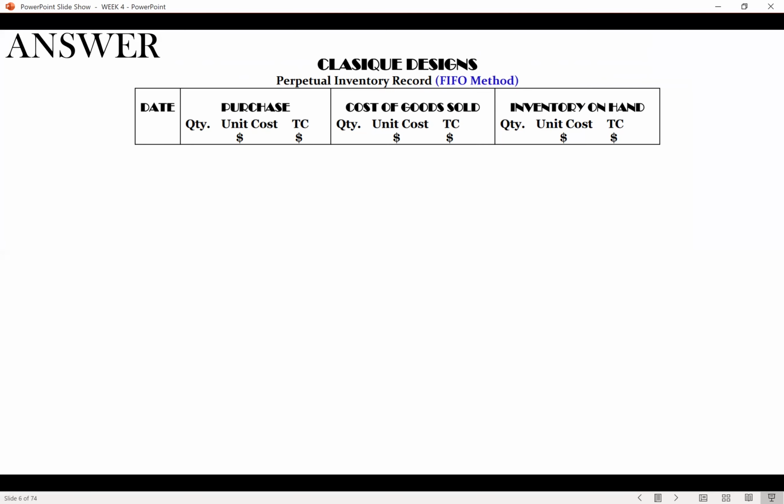Usually you'd have the date. You can put it here, though it's not so necessary in this table. Followed by that, we have our table headings, where we have the date, and this is the inventory record system, and it shows the purchases, the cost of goods sold, and the inventory on hand. Those are the three major columns that we'll have here.